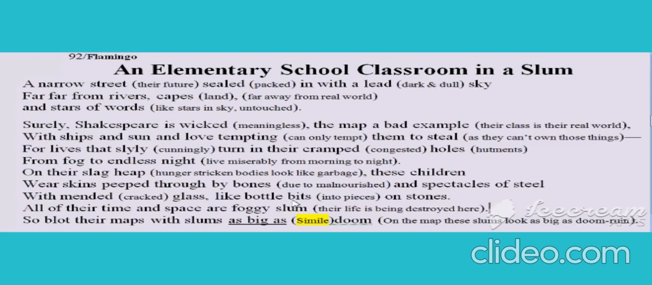We talked about the future of the small children painted with fog. Fog means, like in a fog we cannot see, there is nothing certain, nothing clear. Similarly, their life is also uncertain. And what is visible from the window? A narrow street. That narrow street is here a metaphorical use. It is referring to their future.